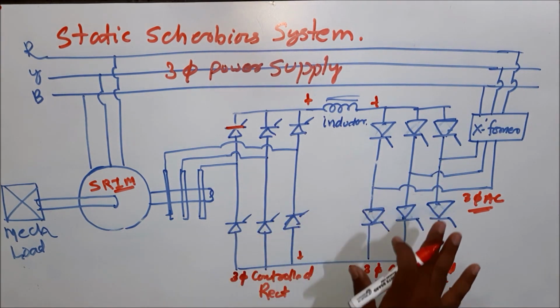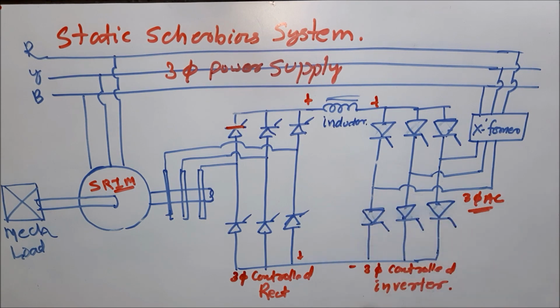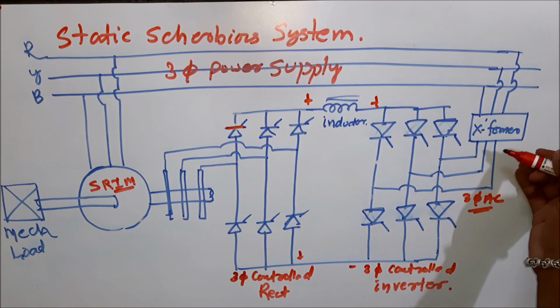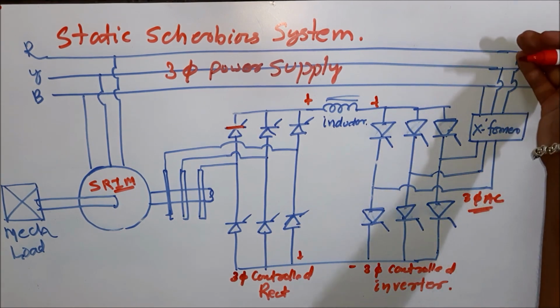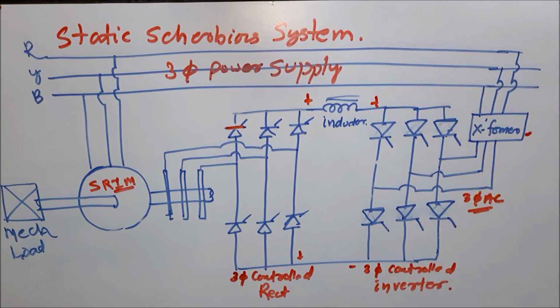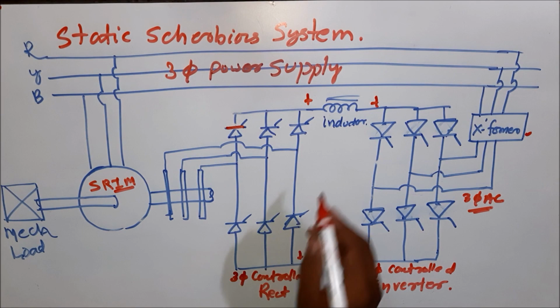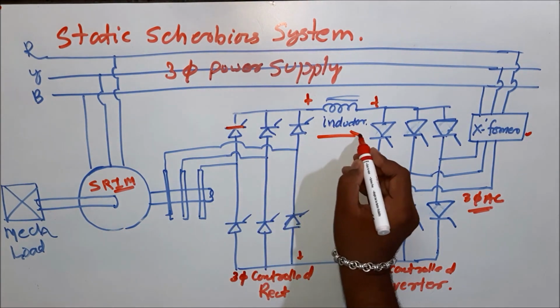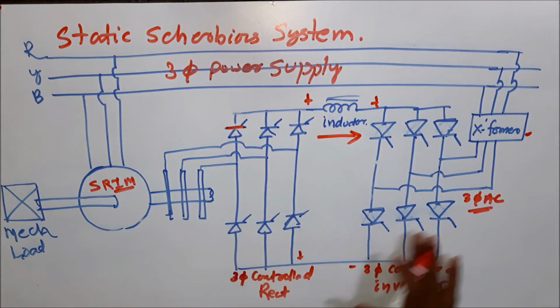And the ripple-free DC is again given into a three-phase control inverter which is converting DC into AC, and that AC is stepped up or stepped down according to the requirement and fed back into the supply using a transformer. So this is all about the static Scherbius system. Here you can see the power which is wasted in the slip ring is fed back into the supply, that is electrical supply. And we can say the power flow is from the rectifier to the inverter side. That means from slip ring to the transformer.